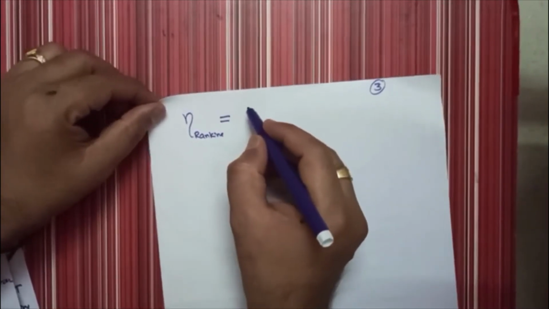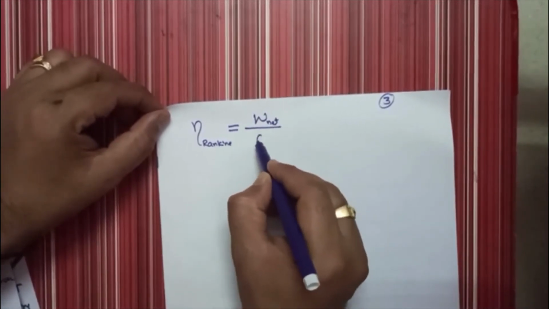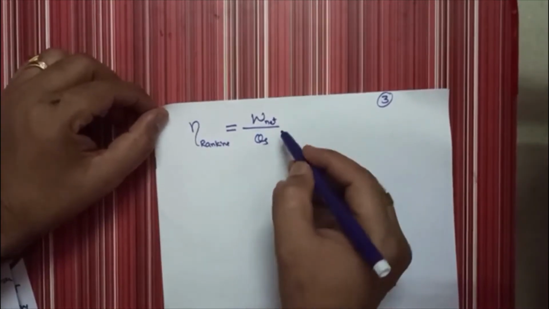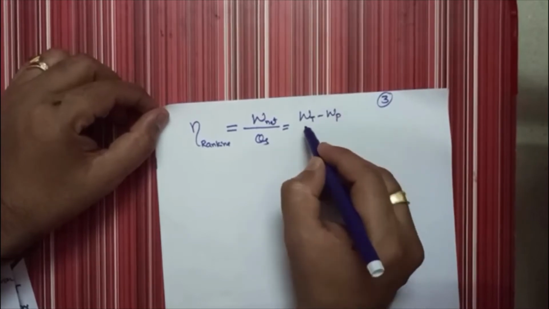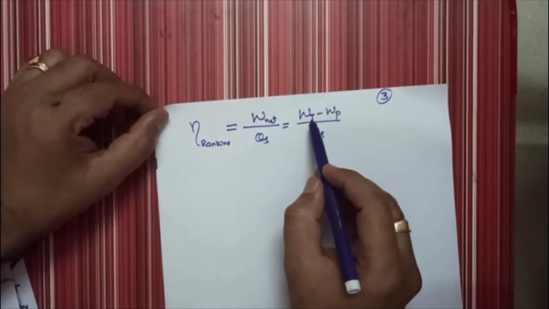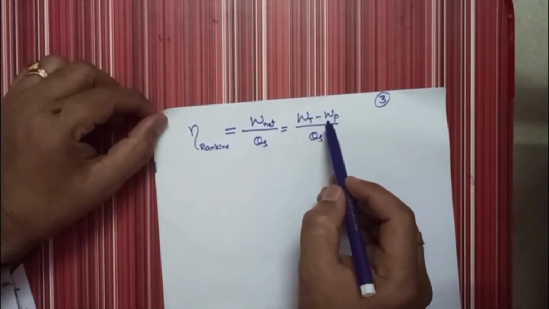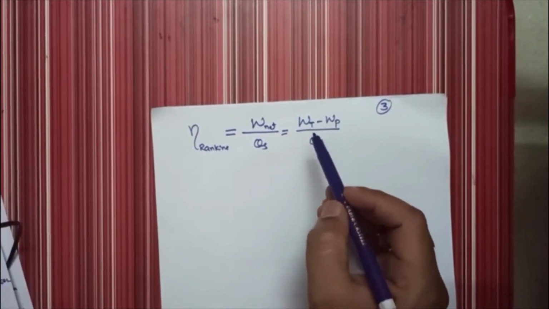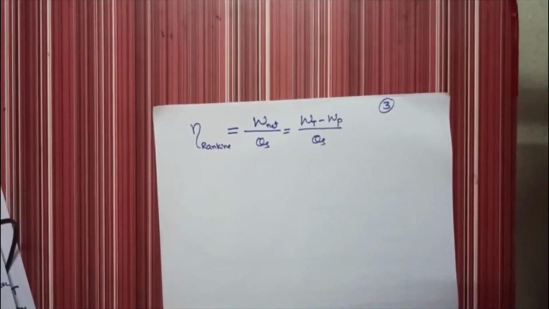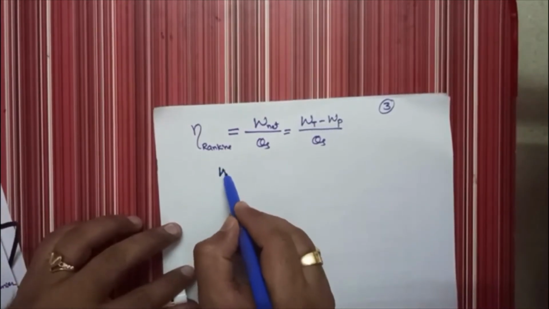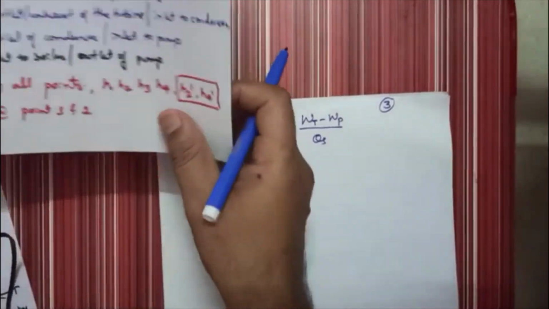So efficiency of the Rankine cycle will be calculated as net work done divided by heat supplied. Net work done will be WT minus WP, divided by heat supplied. What does it mean? Work done by the turbine minus work done on the pump, divided by heat supplied. Now the question is, how will we calculate work done by the turbine? So work done by the turbine, WT, is equal to, now I will take page number 1.